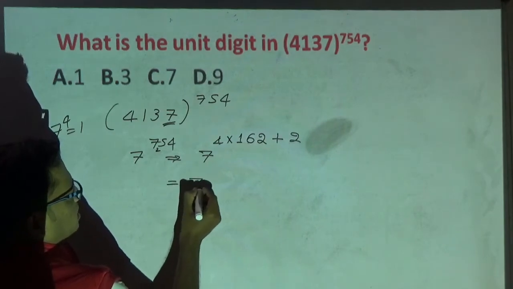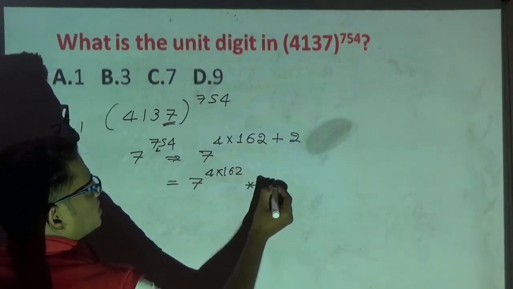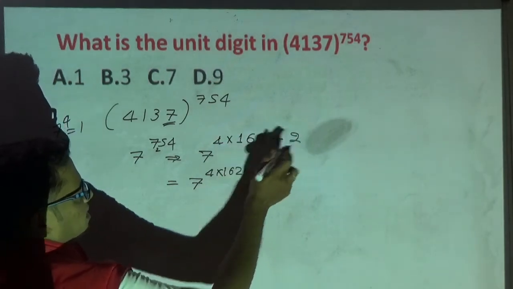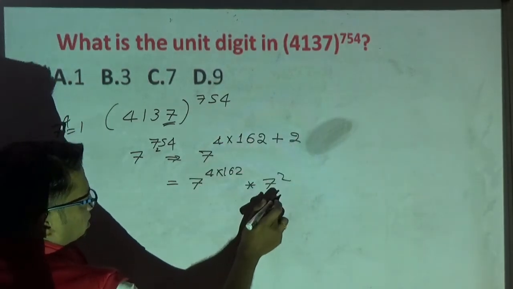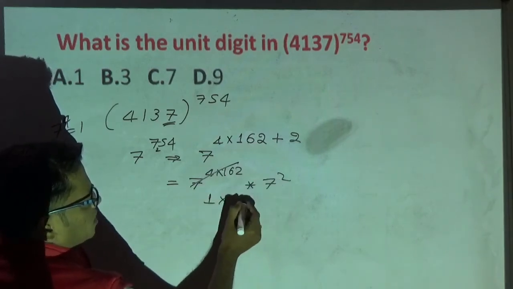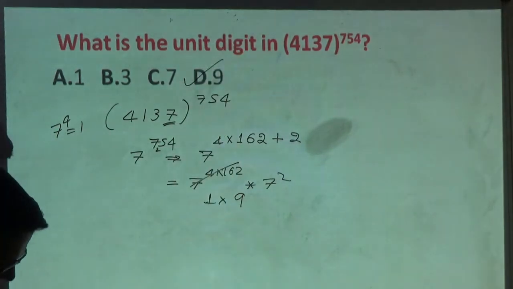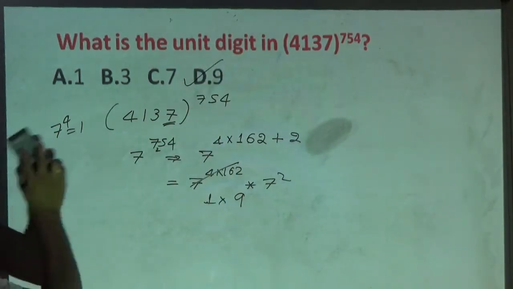This can be written as 7 power 4 into 162, into 7 square, because a power m plus n is nothing but a power m into a power n. Correct? This will be 1 in the units place. 7 square is 49. Units place is what? 9. So 9 into 1 is 9. Option D is your answer. Hope you understood this example as well.